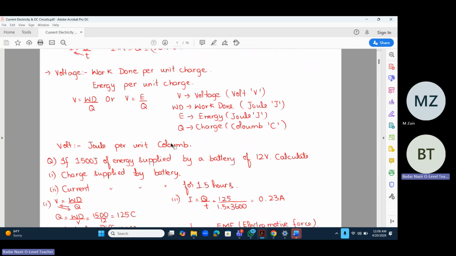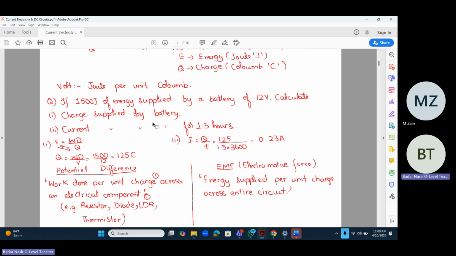Next we have is voltage. Voltage is work done per unit charge. Again, if you remember the formula, it's easy to remember the definition. Voltage is defined as energy per unit charge or work done per unit charge. And voltage का SI unit is volt. Energy का unit is joule and charge का is coulomb. So it's joule per unit coulomb.